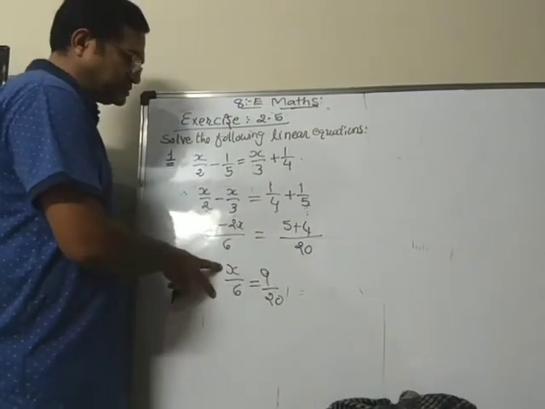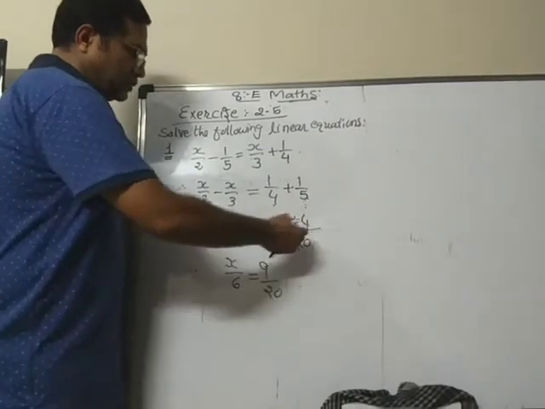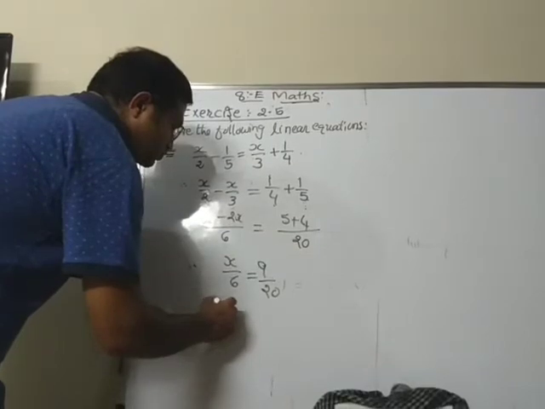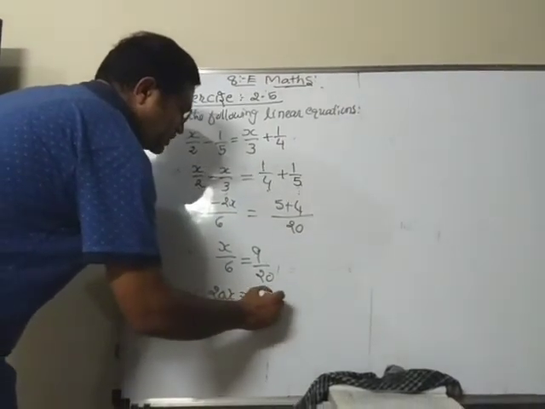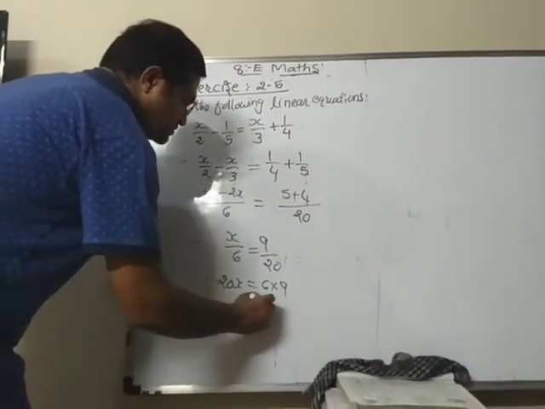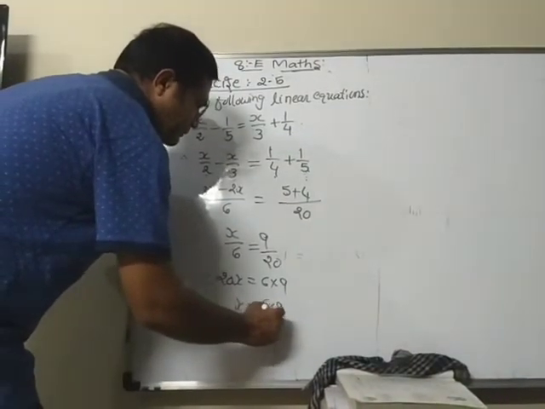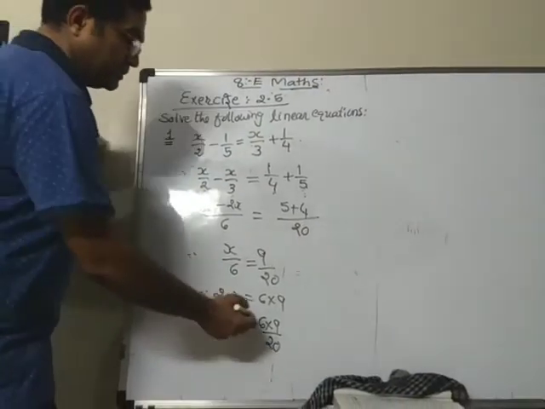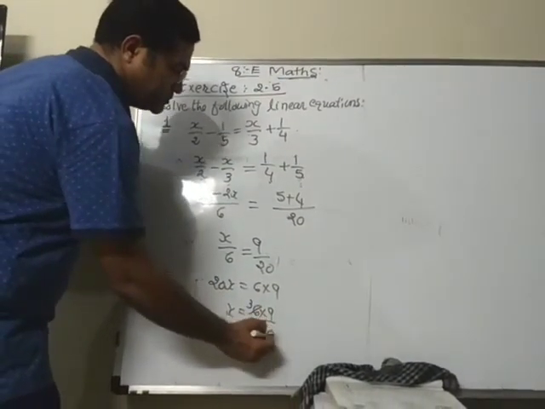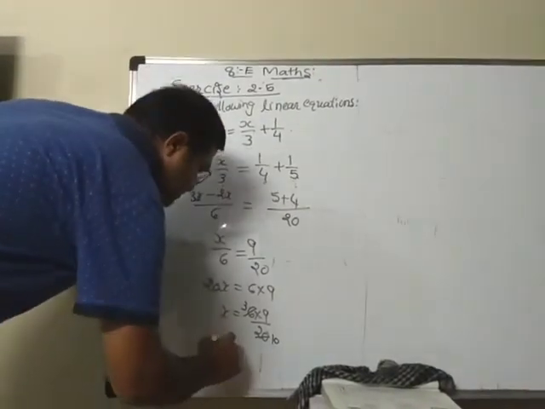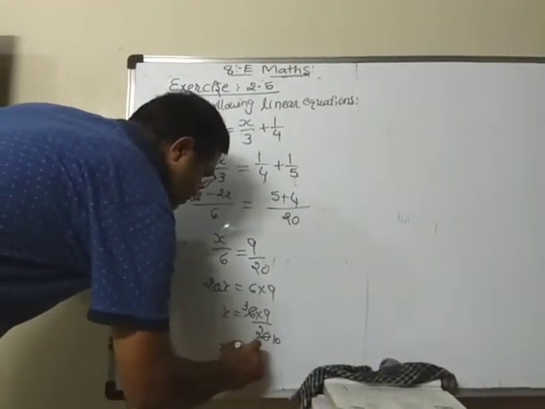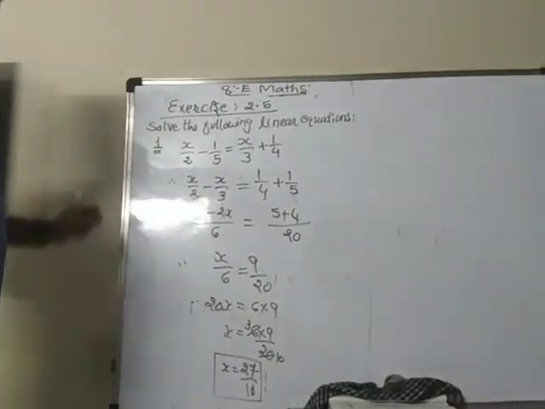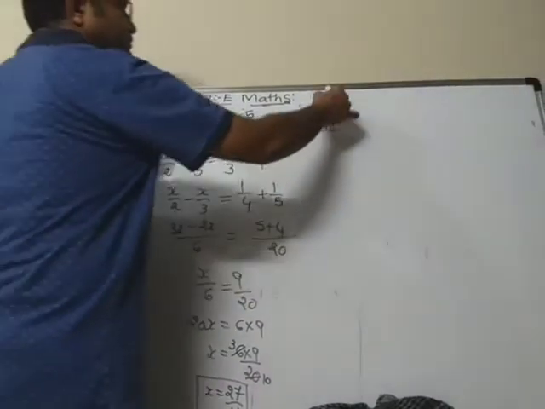Now when there is numerator, denominator, numerator, denominator like this, you can do the cross multiplication. So we get 20x is equal to 6 multiplied by 9. So x is equal to 6 multiplied by 9 upon 20. Now simplification: 3 2s are 6, 10 2s are 20. So answer is 9 3s are 27 upon 10. That is the solution of the given equation.